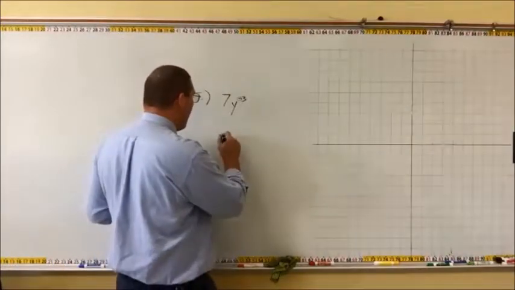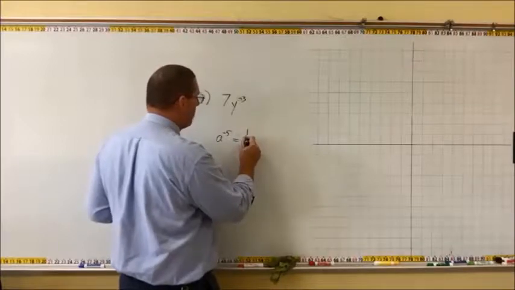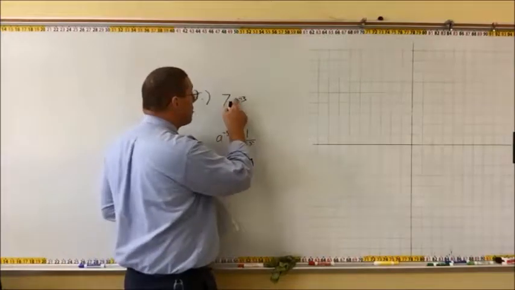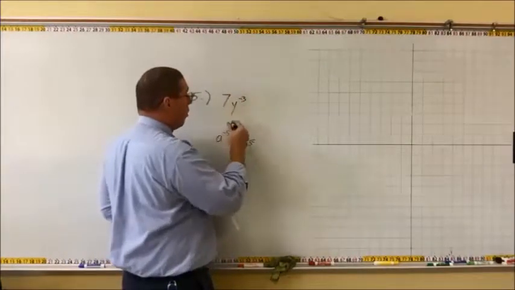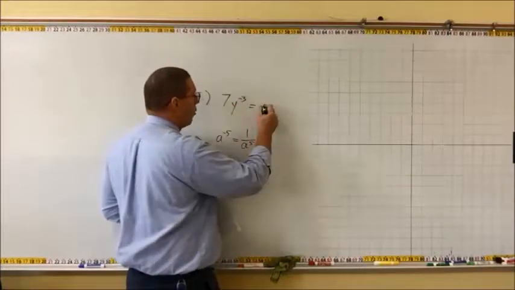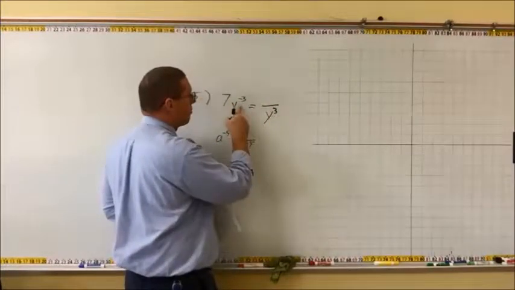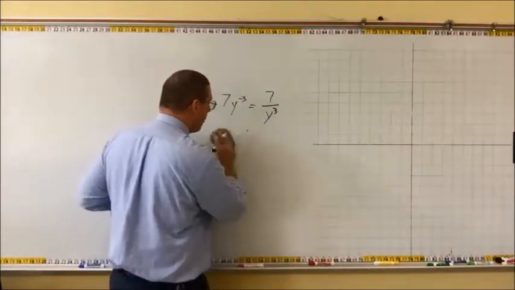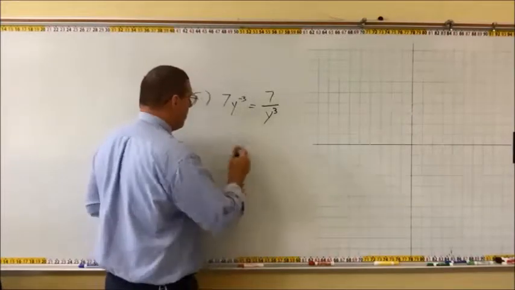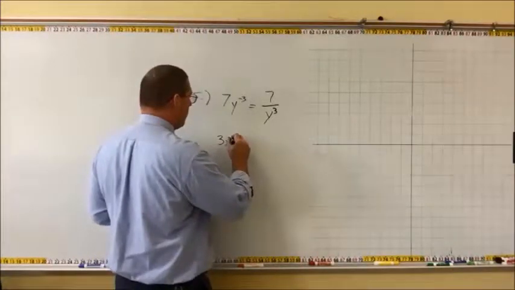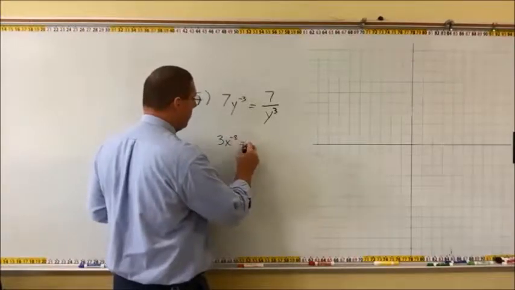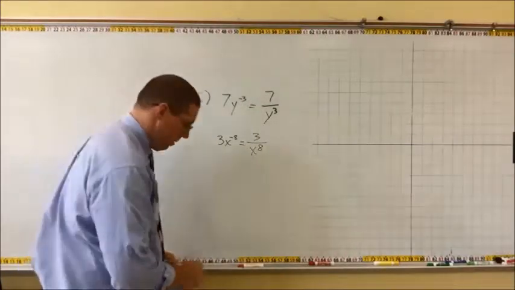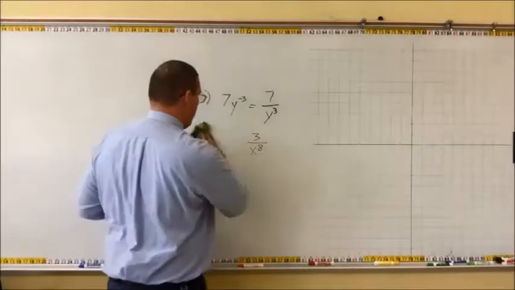Just like if I had a to the negative 5 power, that would be the same thing as 1 over a to the 5th power. Now this 7 does not have a negative exponent on it at all, so it doesn't go in the denominator. Only the y to the 3rd power goes in the denominator, and we'll put the 7 on top. So the correct answer here would be 7 over y to the 3rd power. If I had one that said 3x to the negative 8 power, the answer would be 3 over x to the 8th power. Okay? All right, moving on to question number 6.